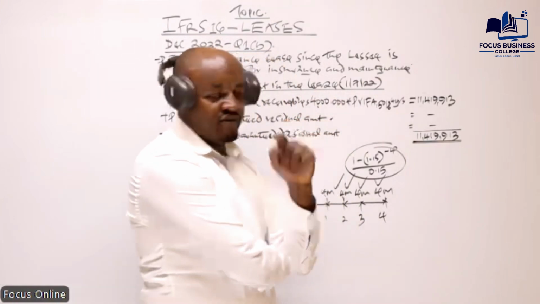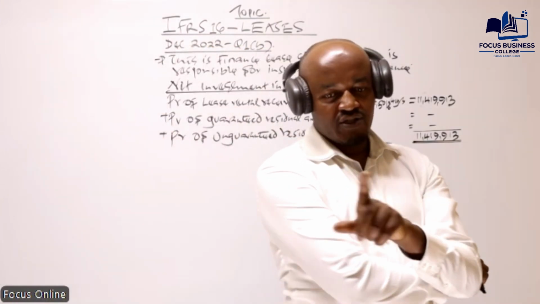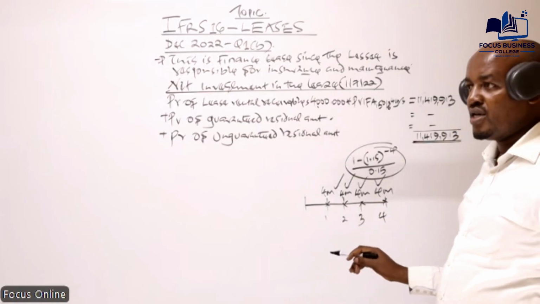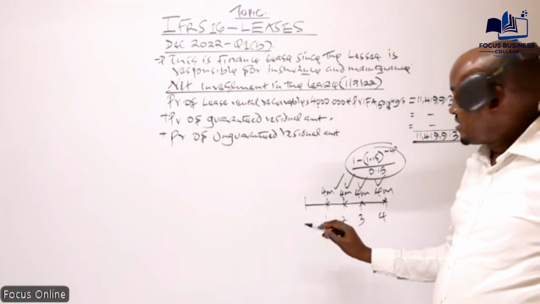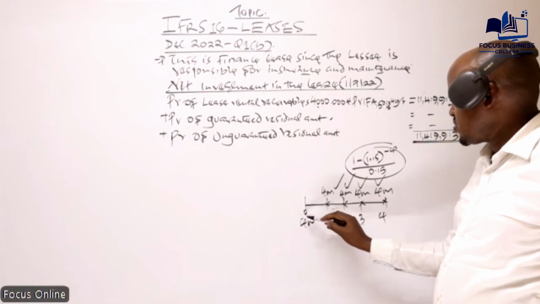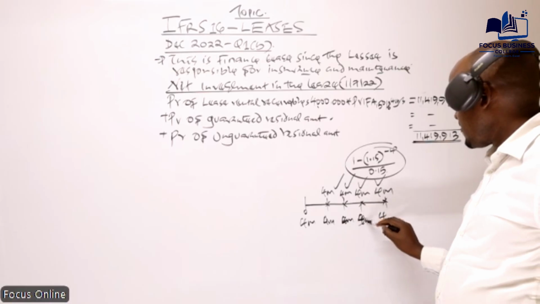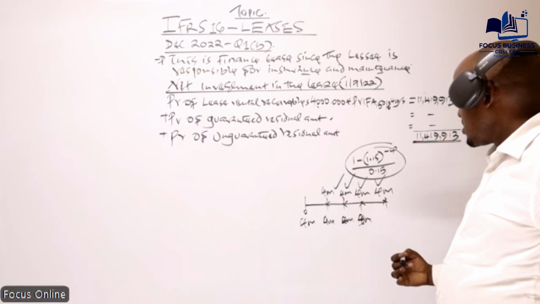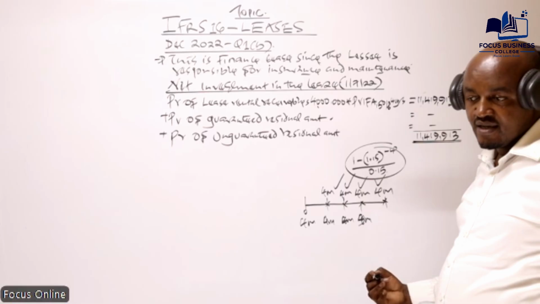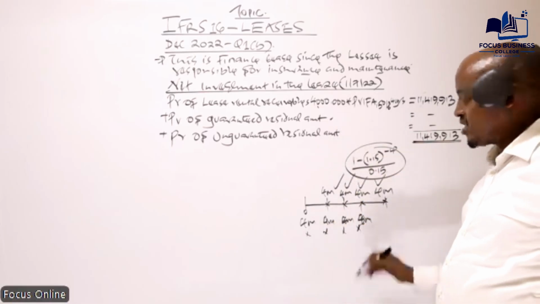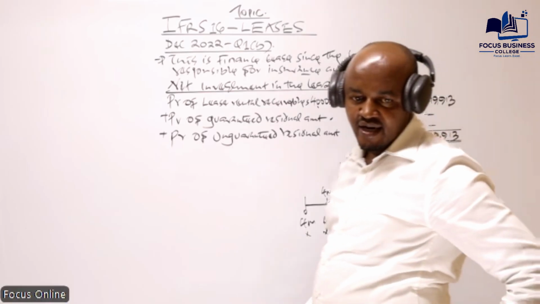Now, even before we proceed to the next step, assuming this amount is receivable in advance. For example, it is receivable at the start of year 1, start of year 2, start of year 3, start of year 4. Assuming that is the case, how do we discount this amount which is receivable in advance?